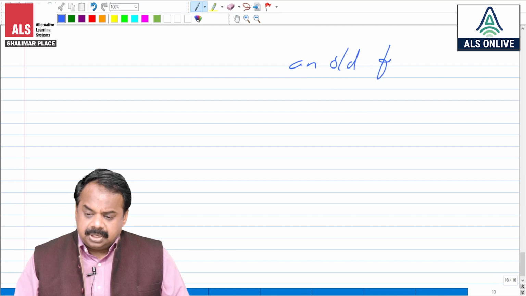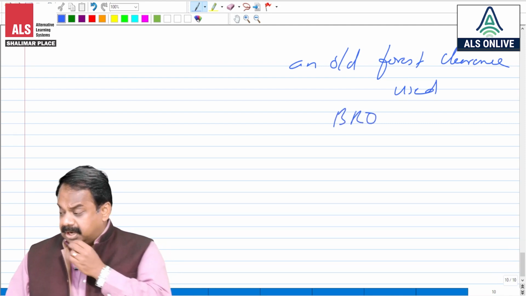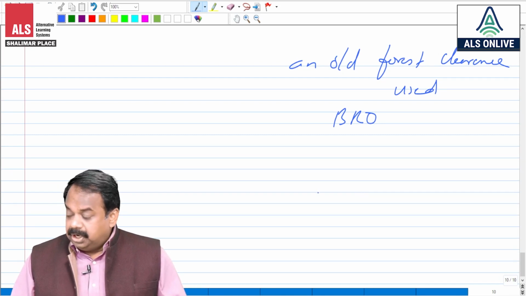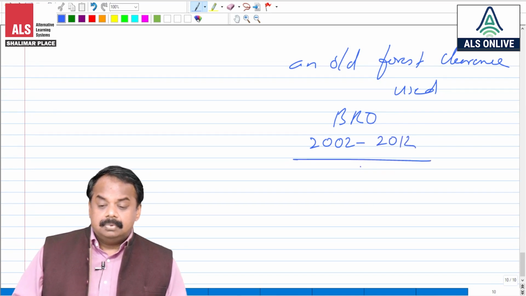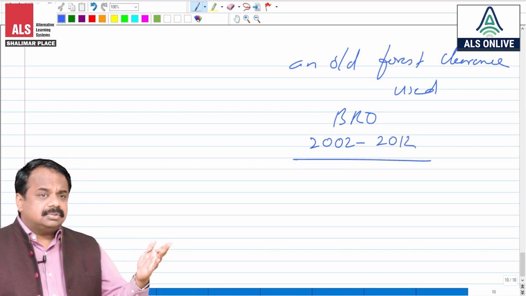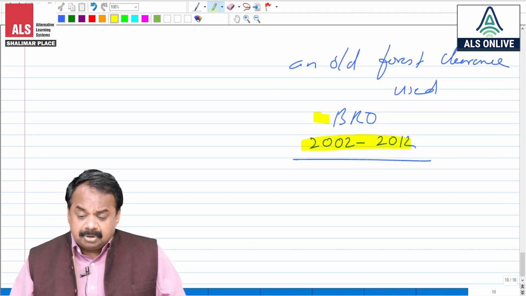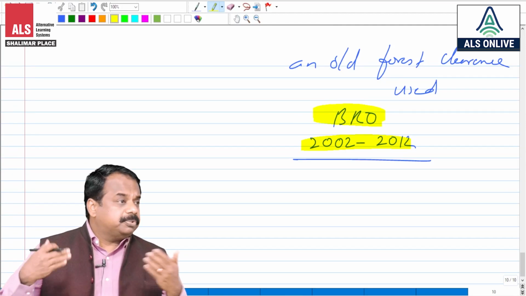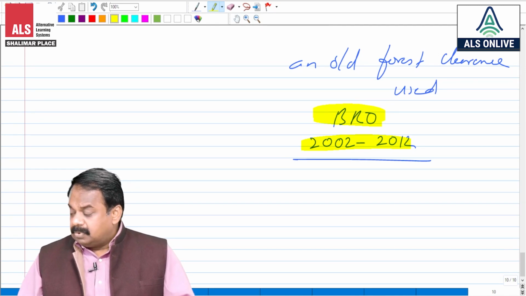An old forest clearance was given to the BRO, Border Roads Organization, during 2002 to 2012. There was some forest clearance for cutting of trees, given in 2002 to 2012 for the Border Roads Organization. That was used for this project, where they were supposed to take a fresh clearance. They did not take that. And also the hill cutting.